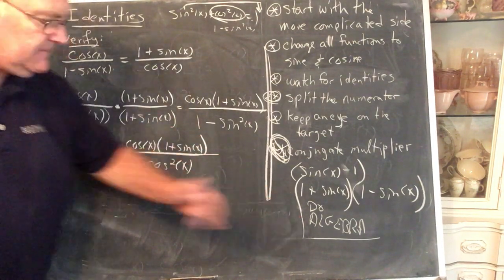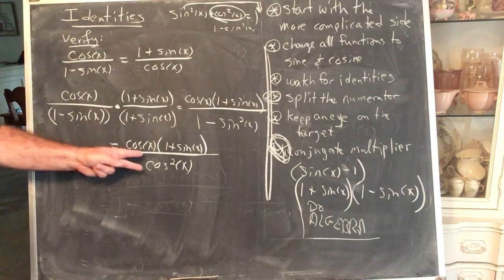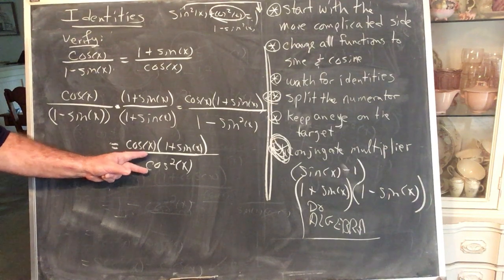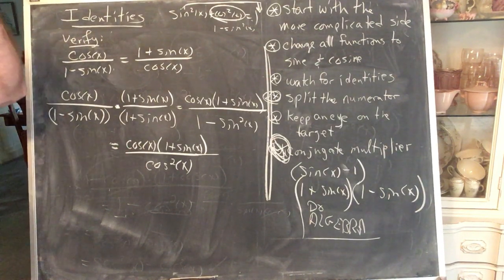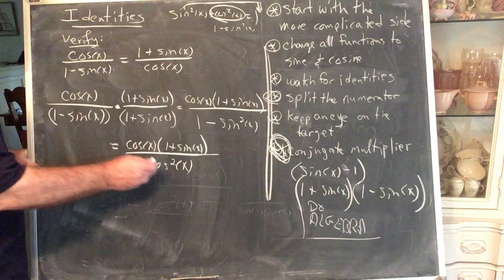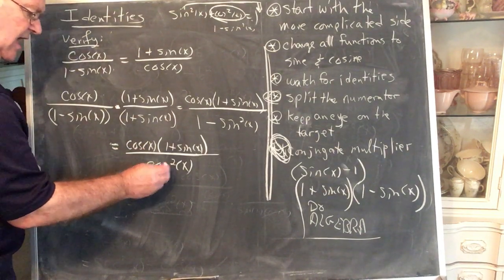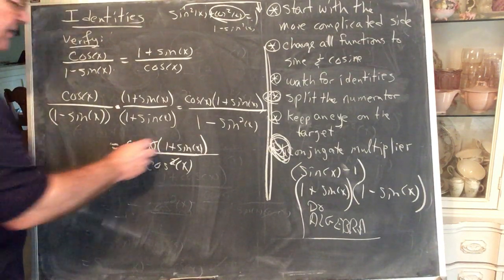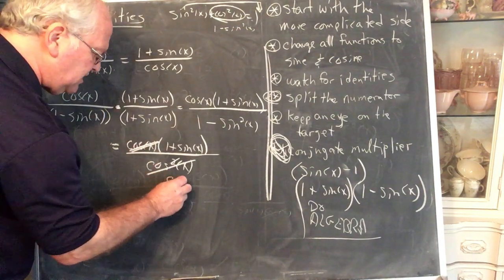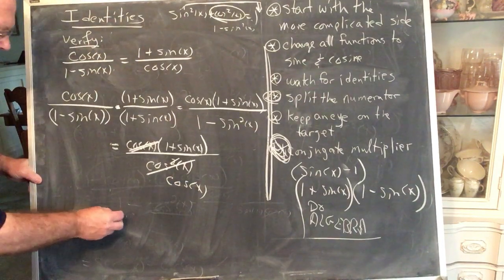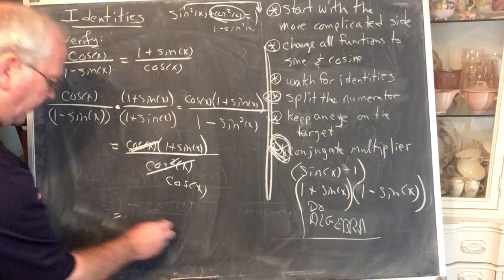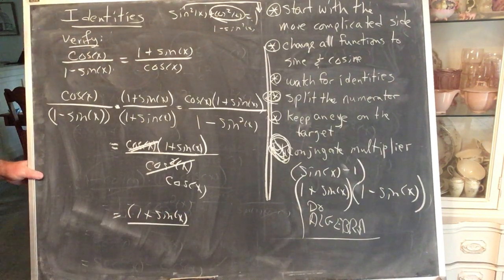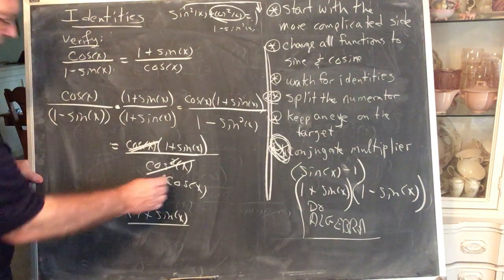And now, do some algebra. We have a cosine factor in the numerator, cosine squared in the denominator. Remember what this really means? This means cosine of x quantity squared. So this cosine cancels with one of these cosines, and leaves one cosine remaining. So what do we have out of all that? The numerator is 1 plus sine of x. What's left from the denominator is cosine of x.